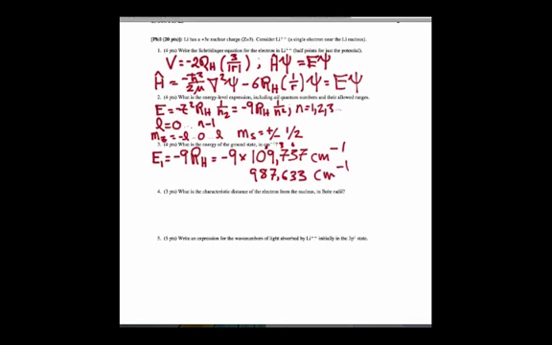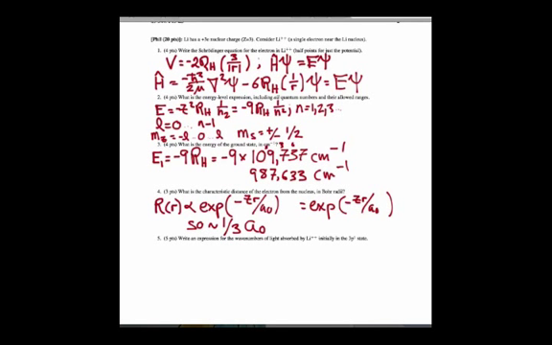Part 4. What's the characteristic distance of the electron from the nucleus in Bohr radii? Well, that goes like e to the -Zr over a naught, so that's going to be e to the -3r over a naught. So the characteristic distance is going to be 1/3 of a Bohr radius. Every time you add a charge, you pull in that characteristic distance by an amount equal to that charge. So the characteristic distance of the electron away from a lithium double plus is 1/3 of a Bohr radius.